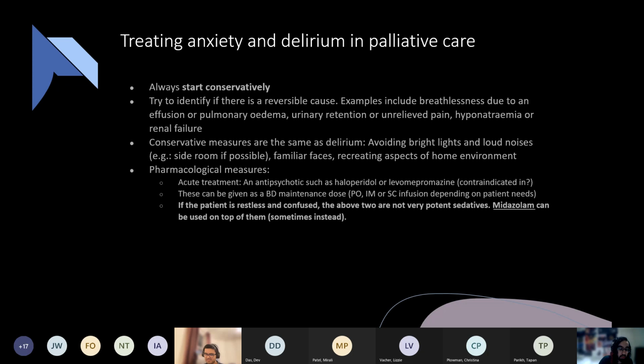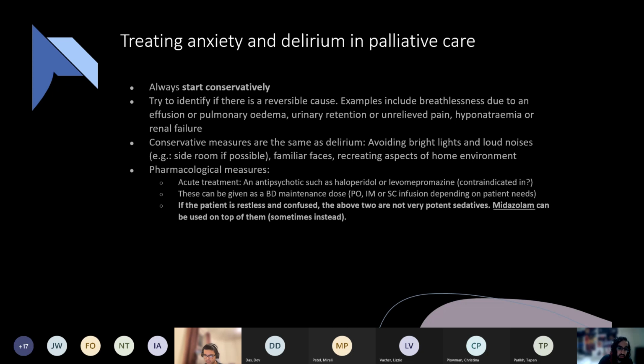So anxiety stuff, same as delirium, always start conservatively. So remember your conservative measures. Is there something reversible? Just because somebody's palliative doesn't mean we don't necessarily treat things. You might not treat something life-threatening. Let's say a patient's got an advance directive saying, if I get pneumonia, don't take me into hospital, just make me comfortable. But if there's something reversible, like they've got urinary retention, then relieving that with a catheter, unless the patient has explicitly mentioned that that's not what they want, is entirely sensible.